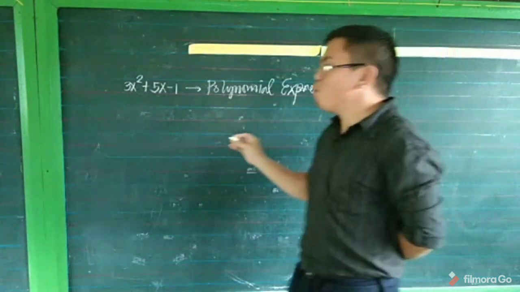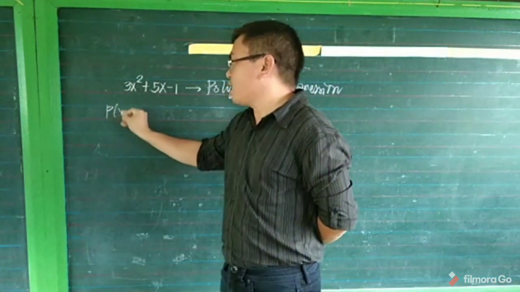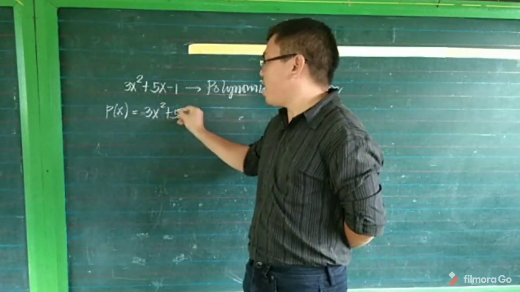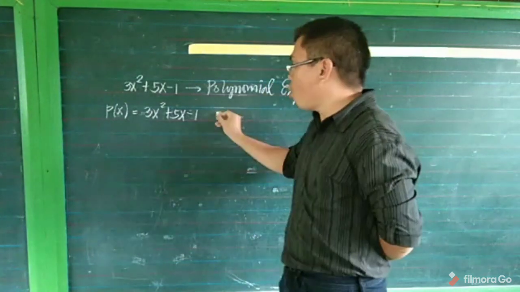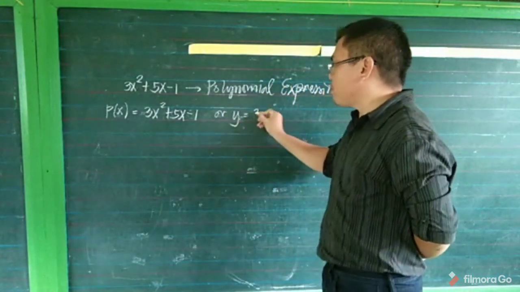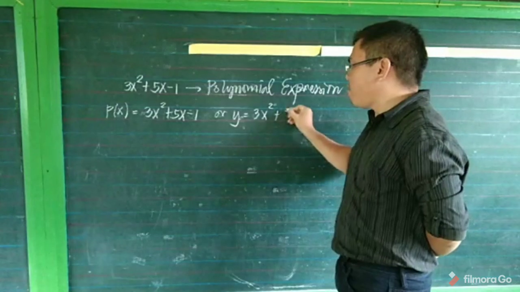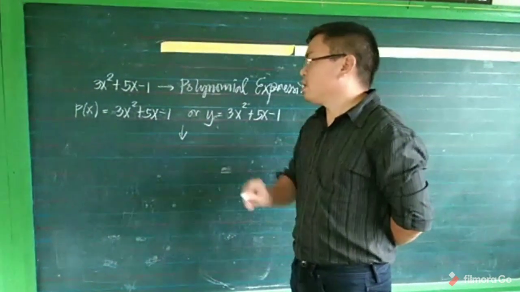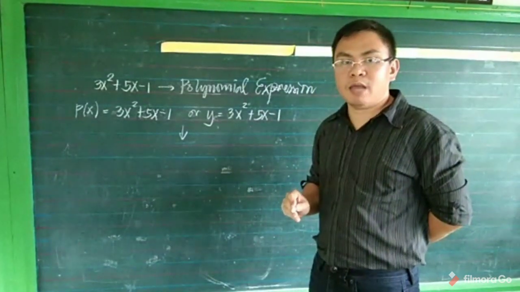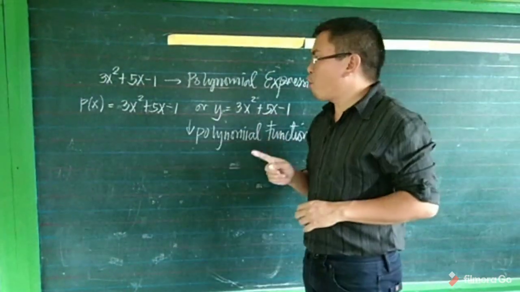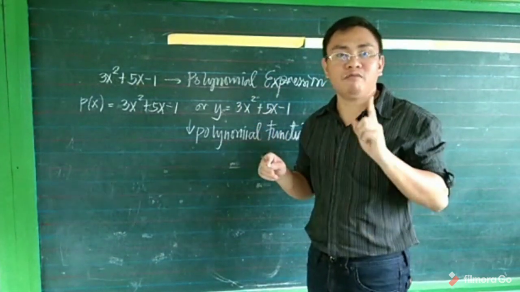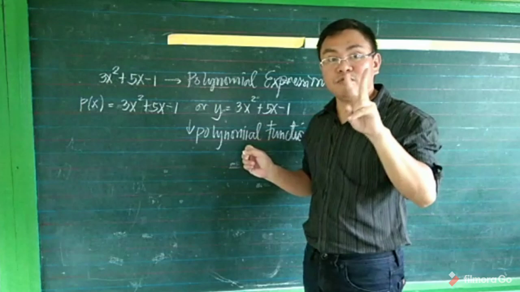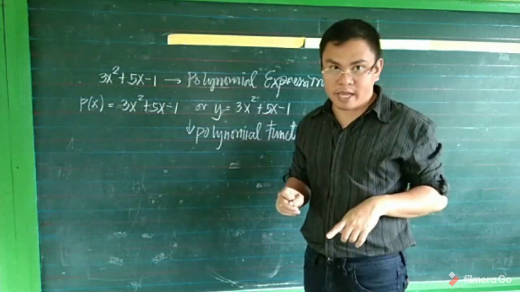But the moment you see p of x equals 3x squared plus 5x minus 1, or y equals 3x squared plus 5x minus 1, you can already call it a polynomial function. Therefore, in a polynomial expression, there is only one variable involved, while in a polynomial function, there are two variables involved, your x and your y.